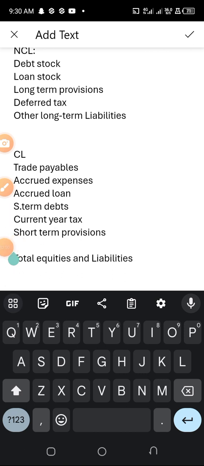So let me stop here. Study what we have looked at so far, and in the next video we look at the format for the other components of the financial statements, and then we look at illustrations put together.